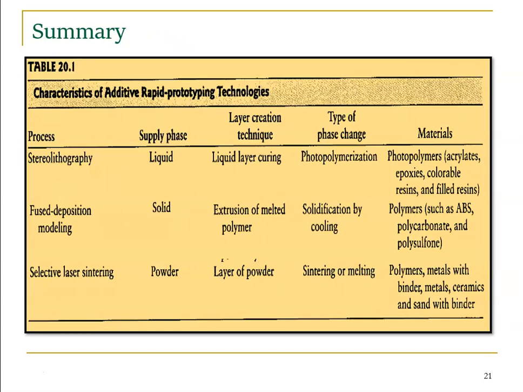Again, this is a final summary of the three processes: stereolithography, fused deposition modeling, and selective laser sintering. It is liquid-based, solid-based, and powder-based respectively. Stereolithography is layer by layer curing, FDM is extrusion of melted polymer, and SLS uses a layer of powder. For the types of phase change, it is photopolymerization, where small molecules are converted into large molecules, then solidification by cooling, and sintering or melting. So these are some of the materials we can use with 3D printing.